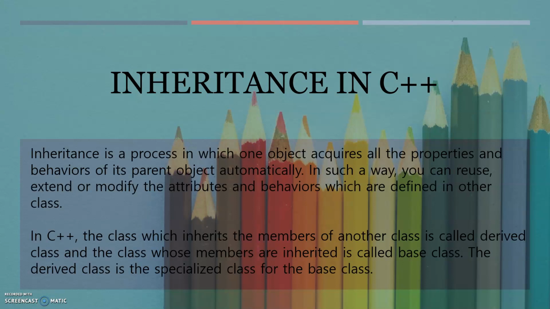Inheritance in C++. Inheritance is a process in which one object acquires all the properties and behaviors of its parent object automatically. In such a way, you can reuse, extend, or modify the attributes and behaviors which are defined in another class. In C++, the class which inherits the members of another class is called the derived class, and the class whose members are inherited is called the base class. The derived class is the specialized class for the base class.